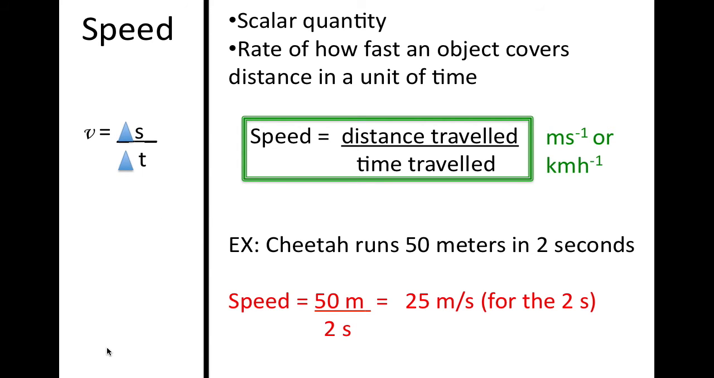Speed is a scalar quantity. It is the rate of how fast an object covers distance in any given unit of time. So it is the change in the distance traveled, and the time that you traveled that distance. For example, the cheetah runs 50 meters in 2 seconds. If you take the distance traveled, which was 50 meters, and divide that by 2 seconds, then we can say that over the course of the 2 seconds, each second that cheetah ran 25 meters.